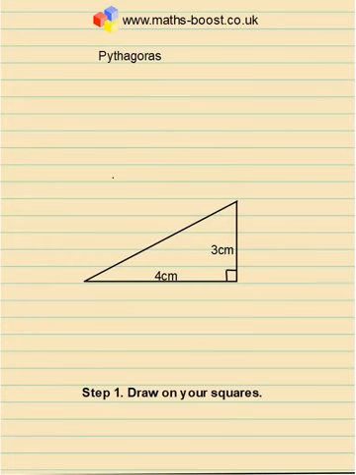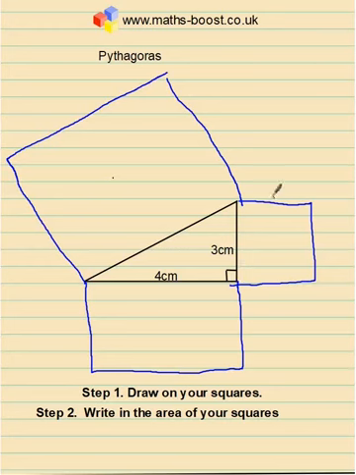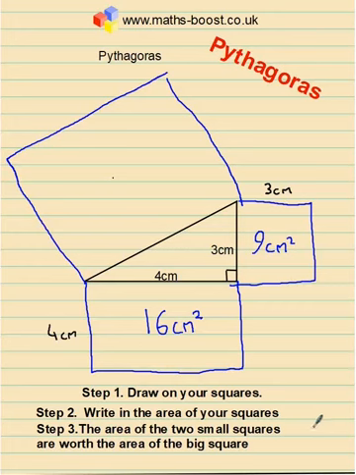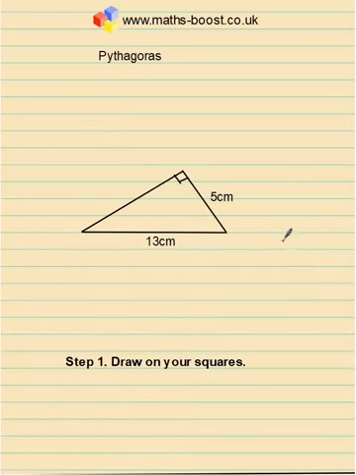So let's just recap. Step 1, draw on your squares. Step 2, write in the area of your squares. All sides are 3, so I can work out the area. All sides are 4, so I can work out the area. Step 3 is Pythagoras. He said the area of the two small squares add up to give the area of the big square. And finally, step 4, we'll use the square root button to find the sides of this square. And we're done.